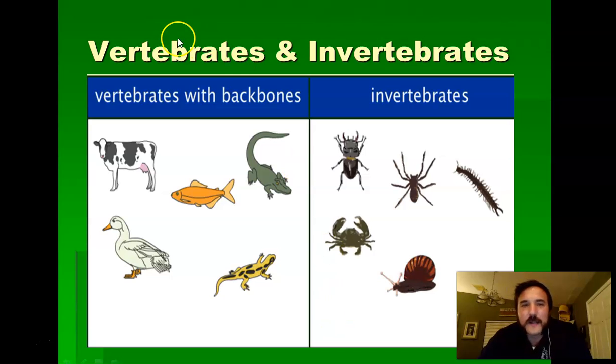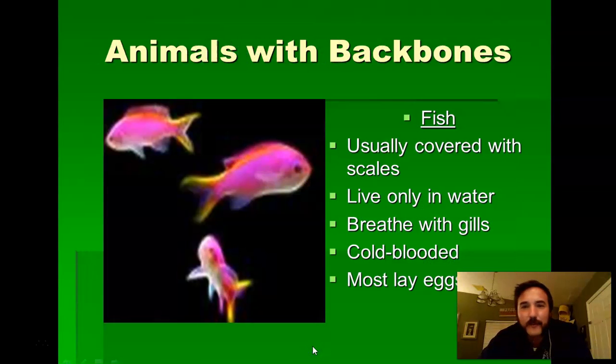What we want to focus on is vertebrates. They have backbones, every one of them. Even though they're very different from a cow to a duck to a fish, they all have backbones. All invertebrates don't have backbones. That's how scientists classify a lot of animals. So today what we're going to do is kind of go through all the different types of vertebrates.